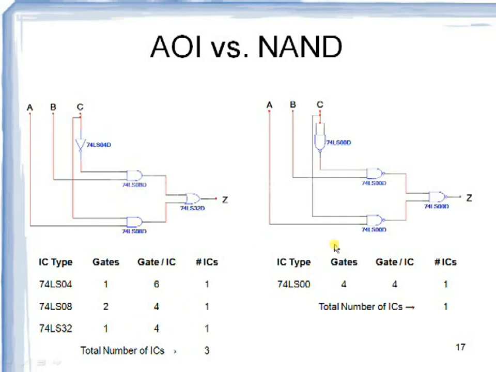But when it comes to the NAND implementation, here we are using only 1 IC, that is 74LS00. There are 4 gates inside the IC, and we are using all 4 gates. Therefore, we require only 1 IC for implementing this kind of circuit. As you can see, the number of ICs required for implementing any kind of expression with NAND is much less compared to AOI logic. In the next session we'll discuss the universal gate NOR as well as two-level implementation of NAND and NOR gates. Thank you.